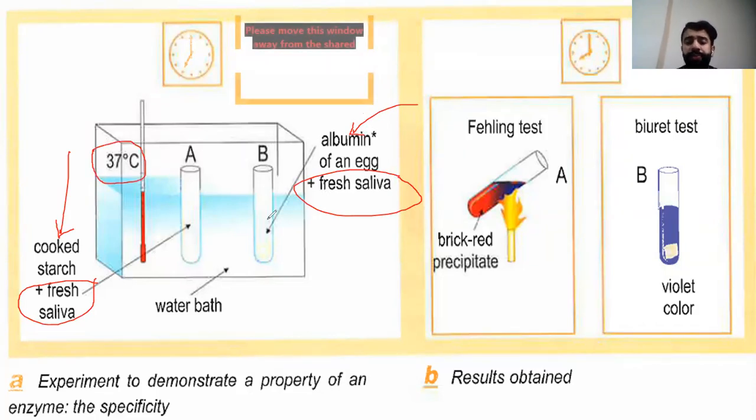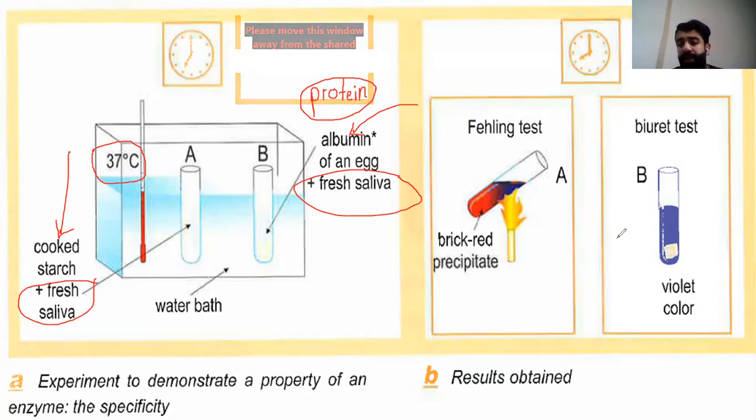However, in tube B, we have fresh saliva with albumin. Albumin of an egg, as we said before, is a protein. So this protein is the one that needs another enzyme other than salivary amylase.